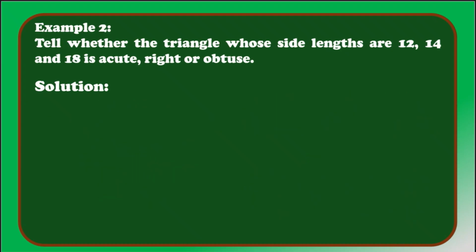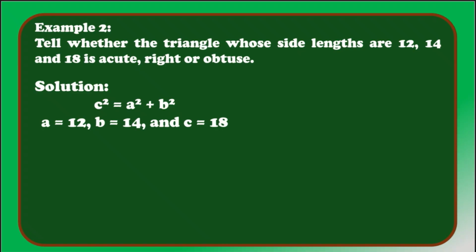Tell whether the triangle whose side lengths are 12, 14, and 18 is acute, right, or obtuse. Solution. Same, we're going to use C squared equals A squared plus B squared. Now, identify the given for the following variables. We're going to have A equals 12 as the shortest side or leg, B equals 14, and C equals 18 as the longest side, which is the hypotenuse.